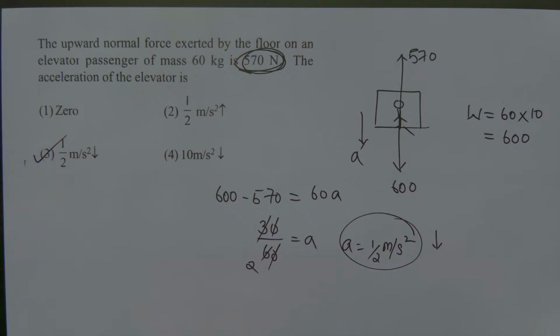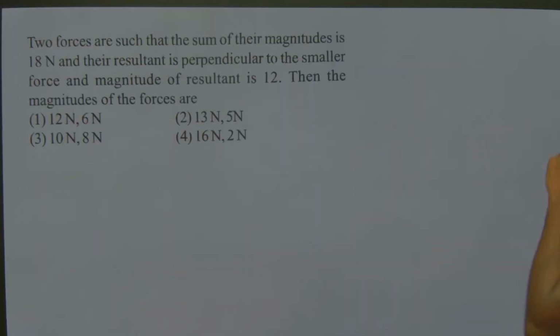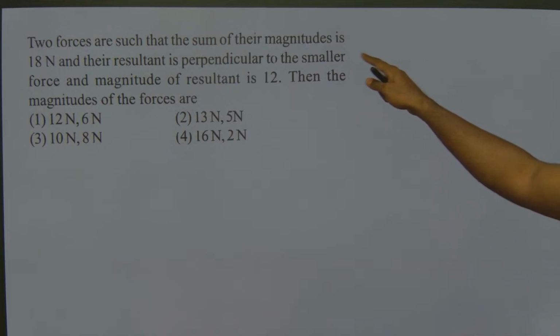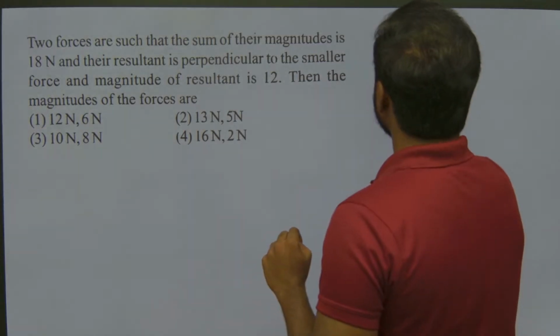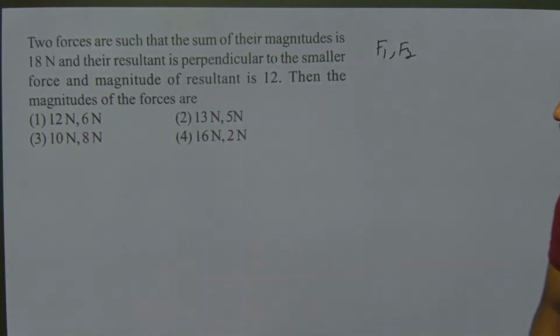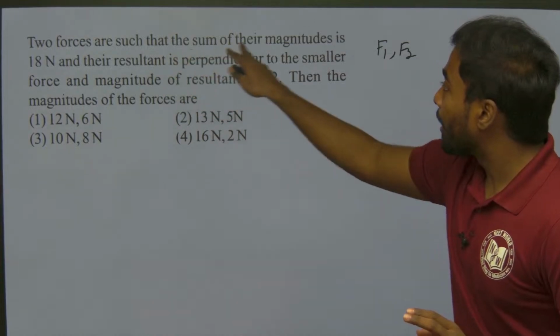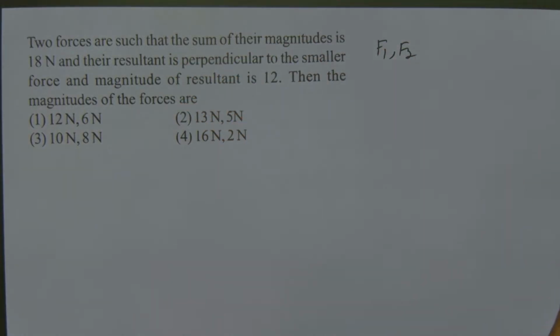Okay. Can we go for the next question? Okay. So the next question is, two forces are such that the sum of their magnitudes is 18 Newton. So two forces are there. Let me consider the forces F1 and F2. What is the first condition they are saying? Sum of their magnitudes, which means F1 plus F2 should be equal to 18.